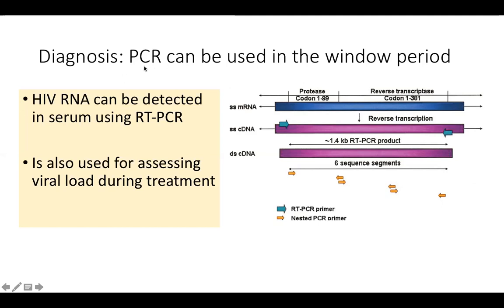So the only way in which you can do the diagnosis within the window period is through an RT-PCR. So that is what is being followed for coronavirus these days. The same thing can be used for HIV. So HIV RNA can be detected. So you have the single stranded mRNA. This you will find only in the actively replicating virus.